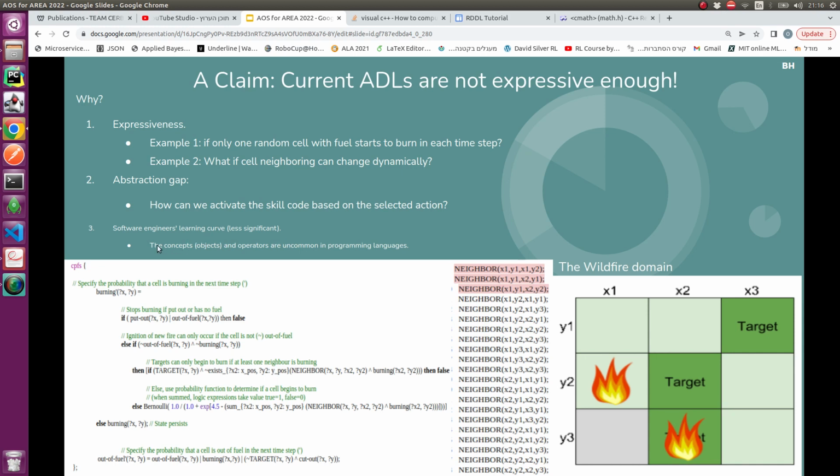The second problem is the abstraction gap. What's the abstraction gap? Let's say that I want to activate the put-out action, which is inside this domain. Then after the agent selects a certain cell to put out, I will need to write additional code that stitches the selected action to activating a robot code. So I have a certain gap between the abstract model used for planning and low-level robot code.